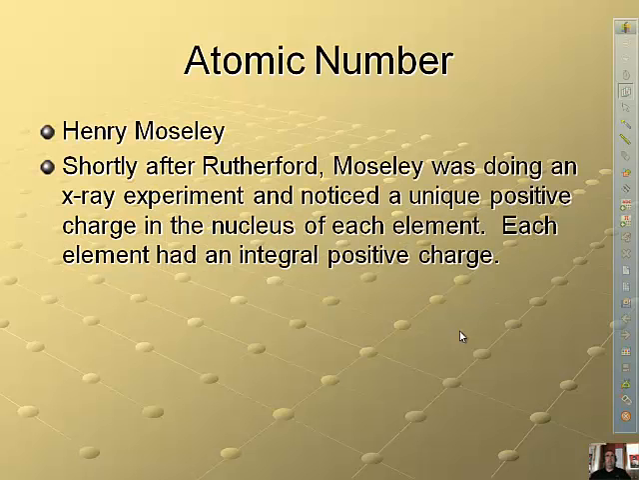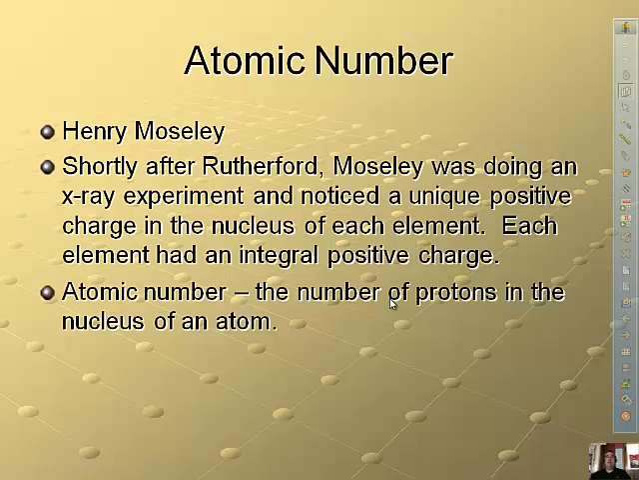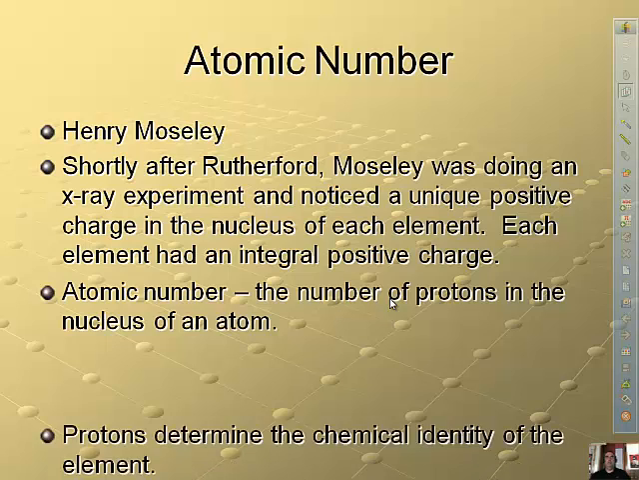Henry Moseley started looking at the atom a little bit after Rutherford, and as he was looking at that atom, he noticed through an X-ray experiment that the nucleus had a unique integral positive charge. Remember, at that time we only had the protons in there. That integral positive charge is now referred to as the atomic number. It is the number of protons in the nucleus of an atom.